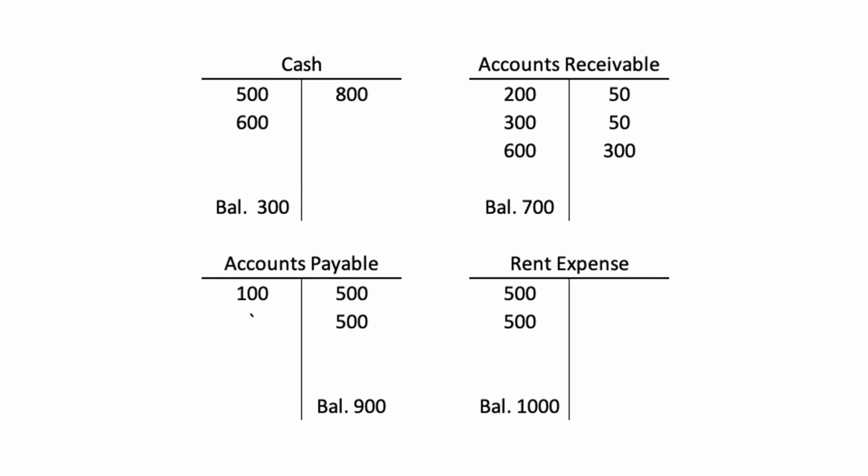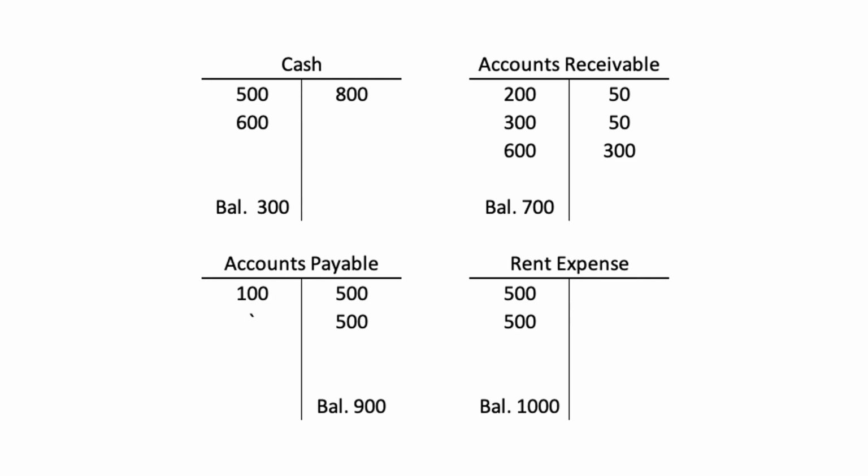Accounts receivable is also an asset, so we're going to handle it just like we did the cash. On the left side, our debit side, we have three transactions: $200, $300, and $600. That's going to give us a positive balance of $1,100. But now we have to take into account our credit side, which is going to bring our total amount down. So here we also have three transactions: 50, 50, and 300. So that's going to give us a total of $400 that we're going to subtract from our $1,100. That's again going to give us a balance of $700.